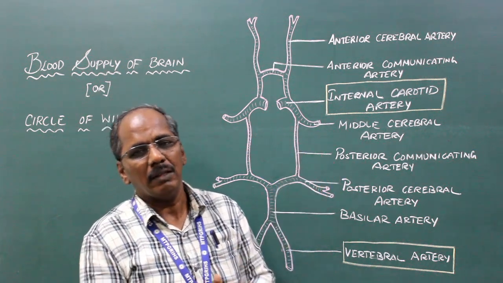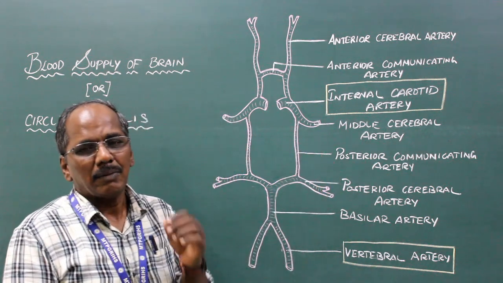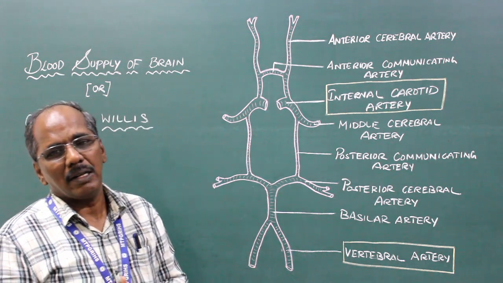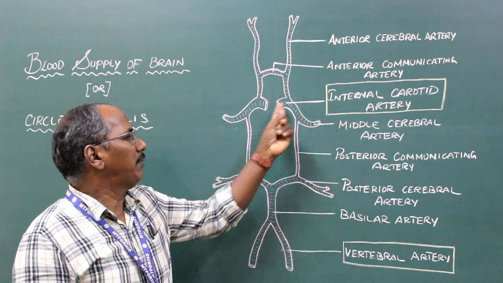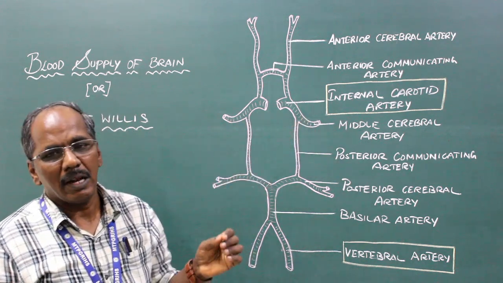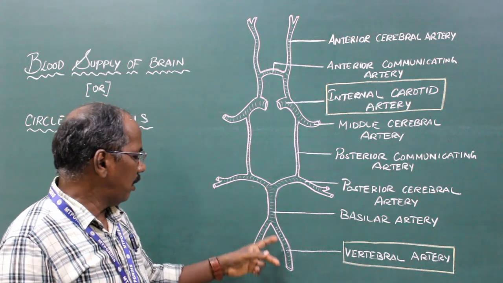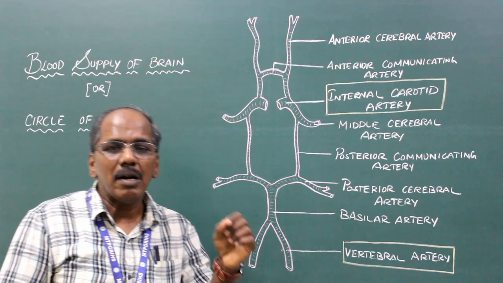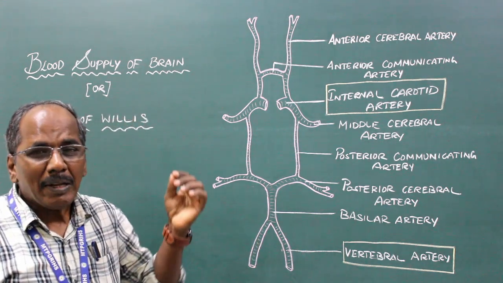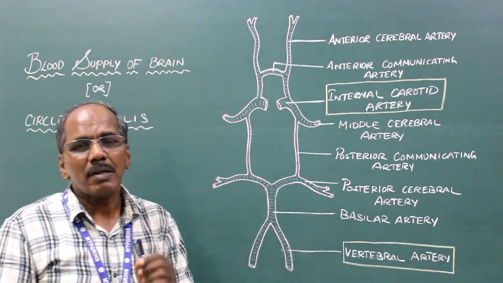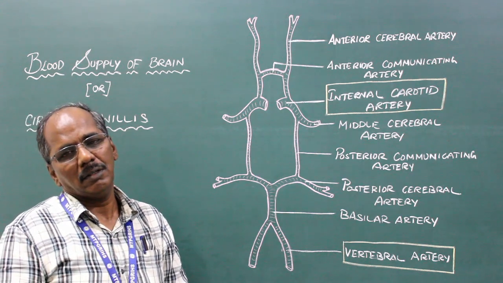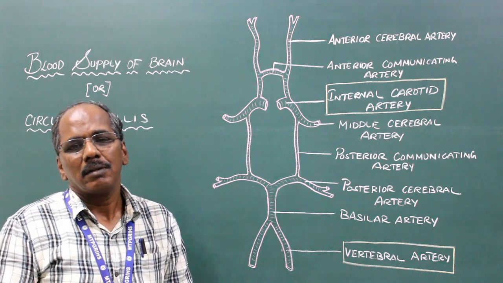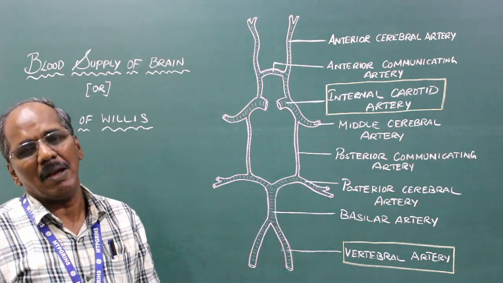Blood supply of brain. The brain is supplied by two main arteries: a pair of internal carotid arteries and a pair of vertebral arteries. The internal carotid artery enters the skull by passing through the carotid canal, and the vertebral arteries enter the skull by passing through the foramen magnum.